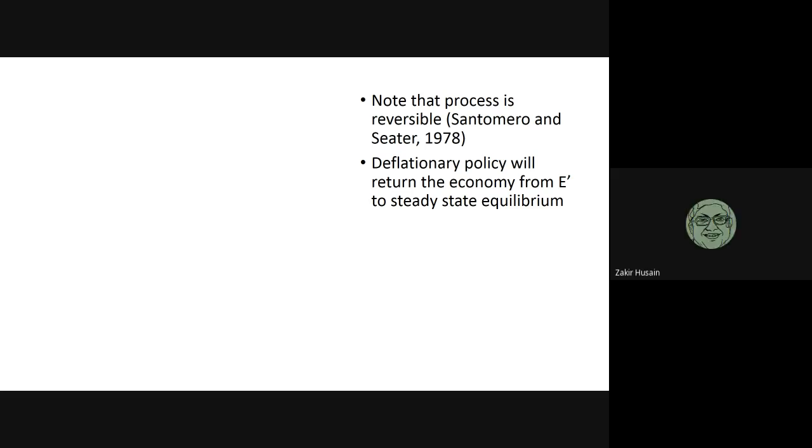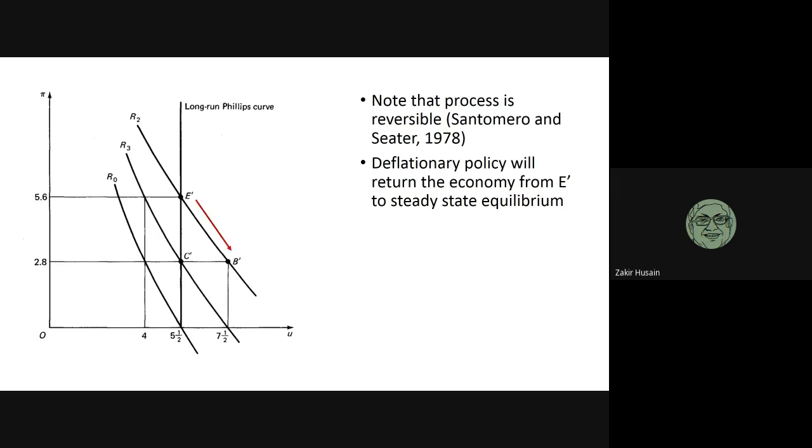Now, one good thing about this process is that the process is reversible. Santiago and Sita argue that just as you can set up an inflationary spiral so that you move up the long run Phillips curve, you can also have a reduction back to the point A. So if you start reducing money supply, exactly the opposite process will occur.